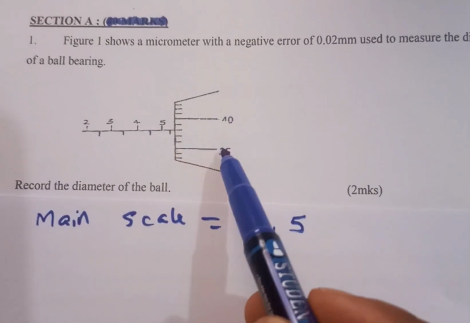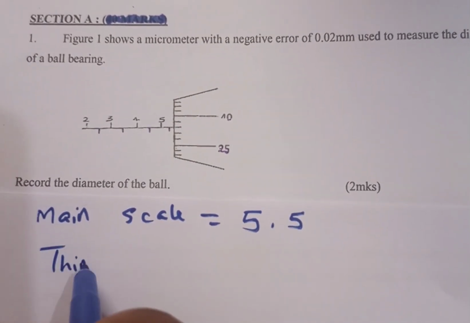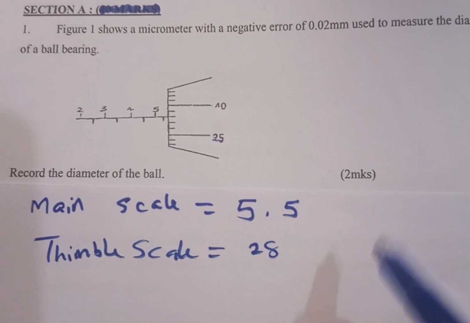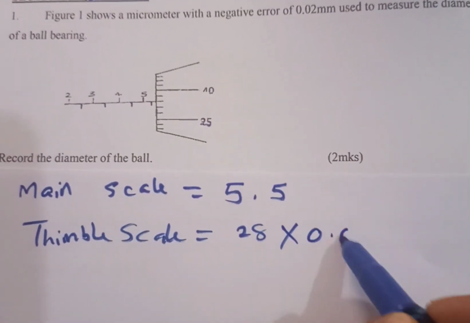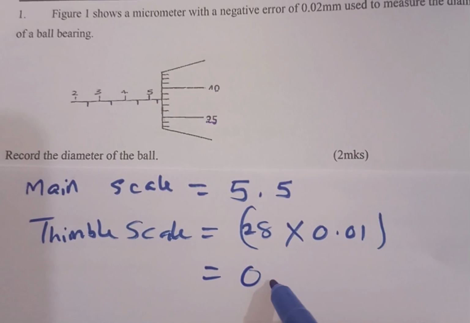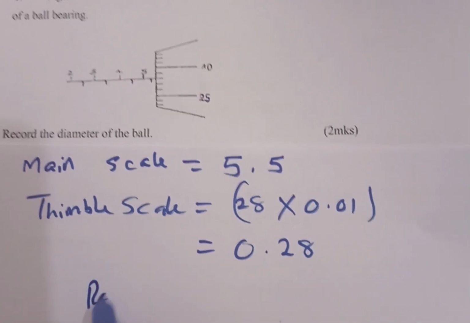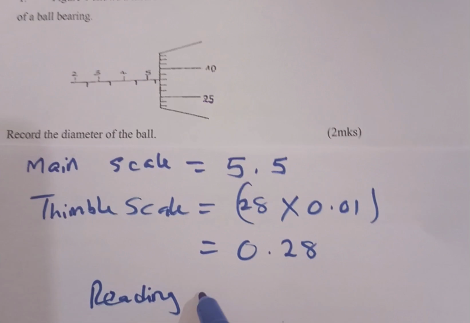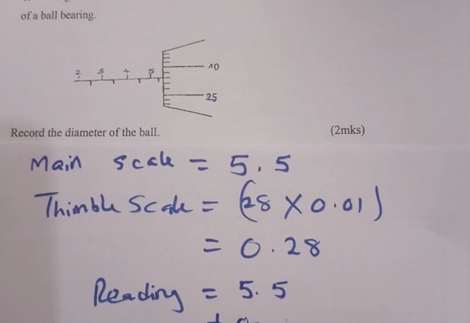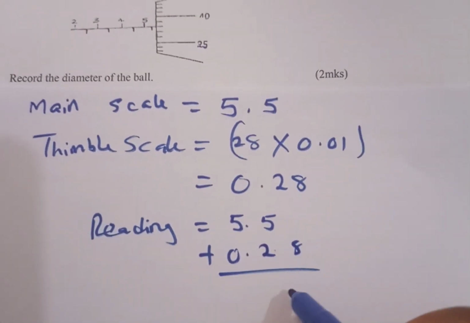And then on the thimble scale we have 25 to 30. So if we count from 25, each small division represents 1, so that is 28. We multiply by the least count, which is 0.01, to get 0.28. And then to get the total reading, you are supposed to add up the main scale and the thimble scale, 5.5 plus 0.28, which will be 5.78.